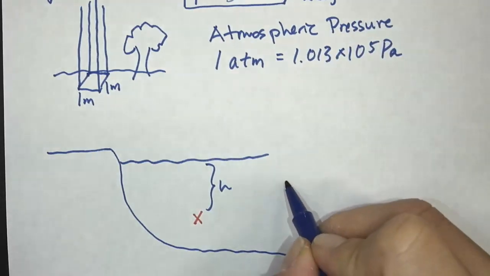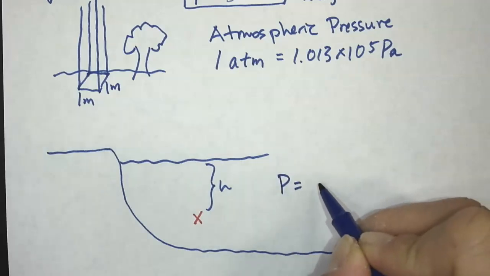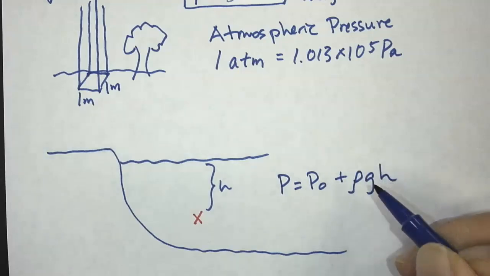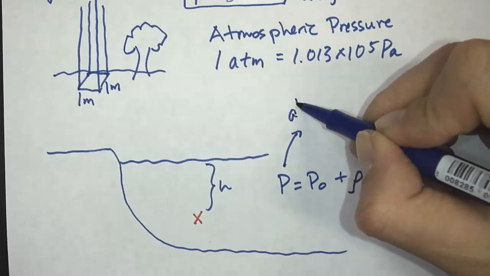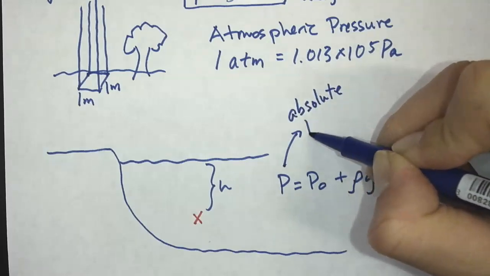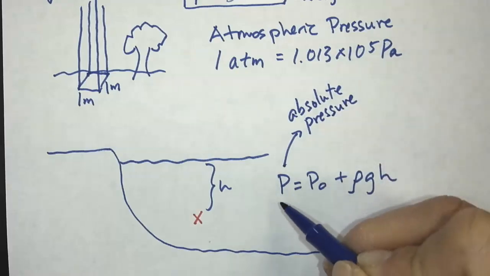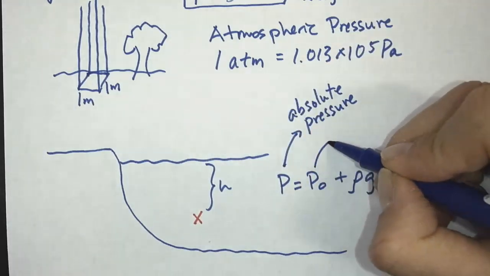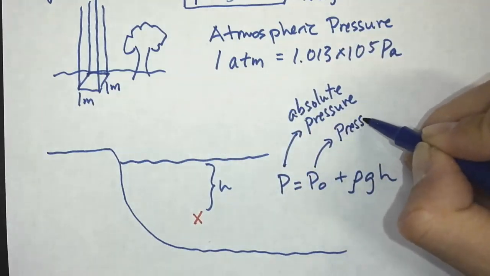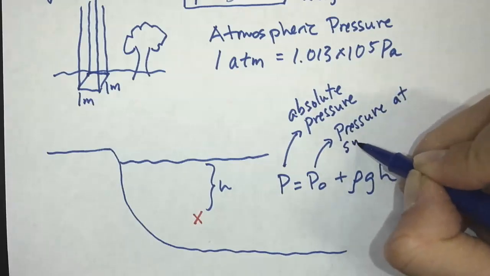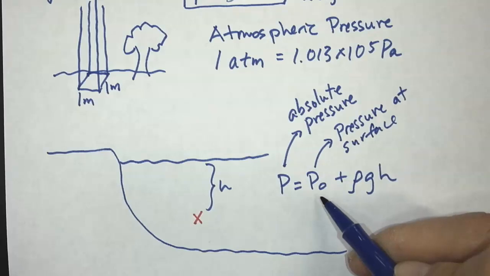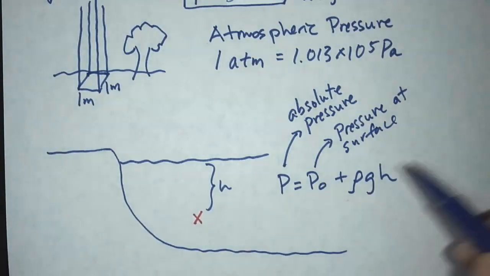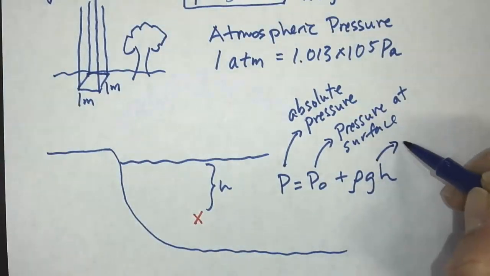All right. So to give you the full equation, it's going to be P equals P naught plus rho gh. Let me go through each part. So this gives you the absolute pressure. Not only does it give you the pressure due to the water above this point, but also the air above. P naught gives you the pressure at the surface. In this case, it would be atmospheric pressure, if you're at sea level. And then rho gh gives you what's called the gauge pressure.